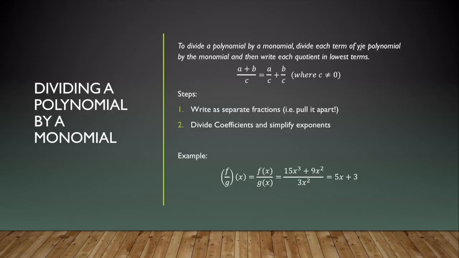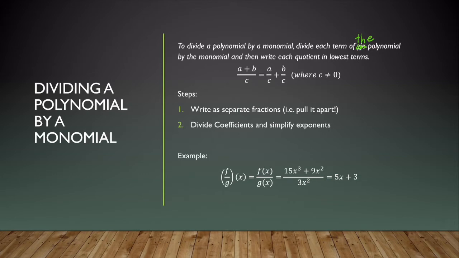So first I want to discuss dividing a polynomial by a monomial. To divide a polynomial by a monomial, what we want to do is divide each term of the polynomial by the monomial, and then write each quotient in its lowest terms, i.e. simplify all fractions. So what are the steps? First, we're going to write them as separate fractions, so we're pulling them apart, and then we're going to divide the coefficients and simplify the exponents. So why don't we look at this example I have typed up for us.